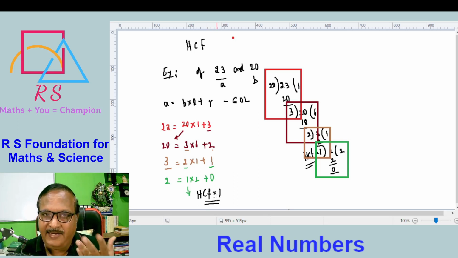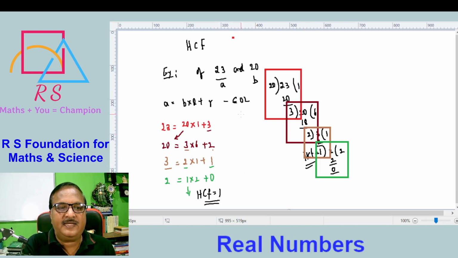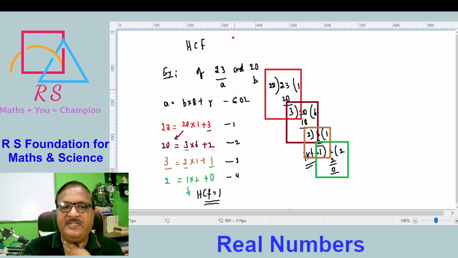Actually for finding HCF we have different methods. In 4 steps, this is the first equation, this is the second, this is the third, and this is the fourth equation. So in 4 steps you will get the HCF of 23 and 20. You may get this question in the examination. It is one of the important questions, and an easy one too.